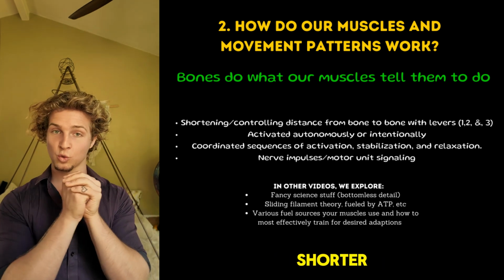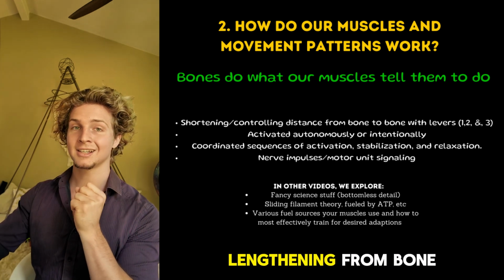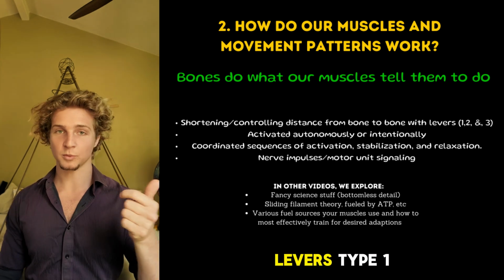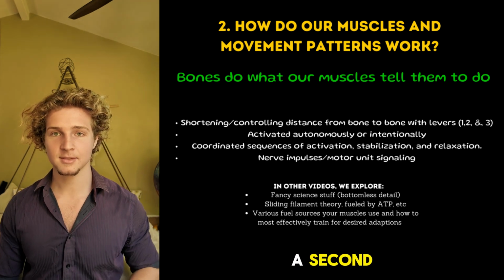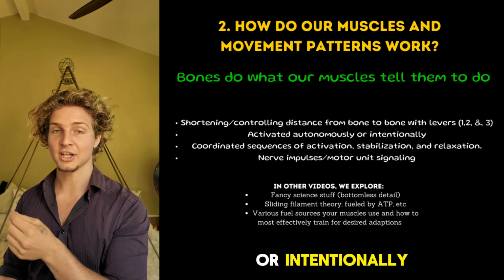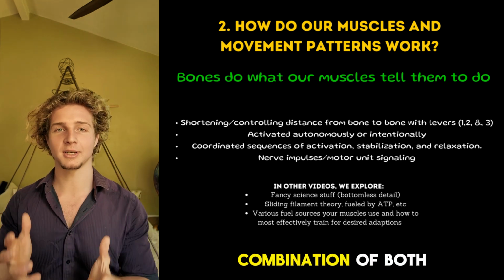Muscles can pull things shorter or control the lengthening from bone to bone. And they use that through the lever system, levers type 1, 2, and 3. We're going to look at that in a second. These muscles can be activated autonomously or intentionally, and it's pretty much always a combination of both.